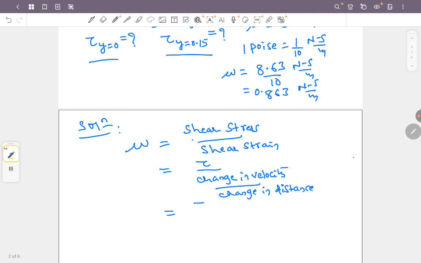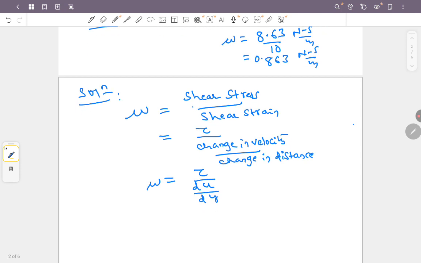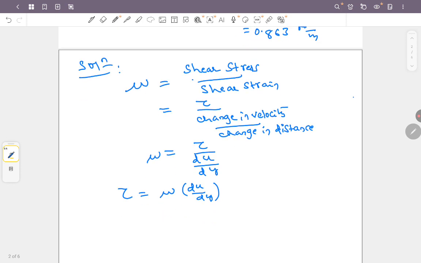If you simplify, tau divided by change in velocity, velocity is u, so change in velocity is du, and change in distance is dy. This is mu. But what we want to find out is tau, therefore tau equals mu into du by dy. This is the general formula for the shear stress in terms of shear strain.